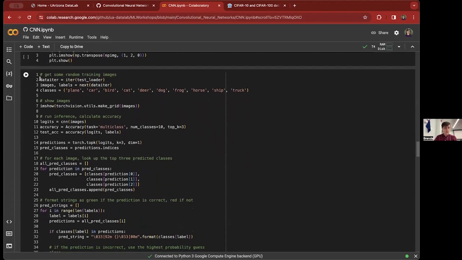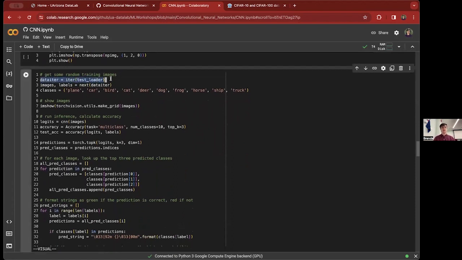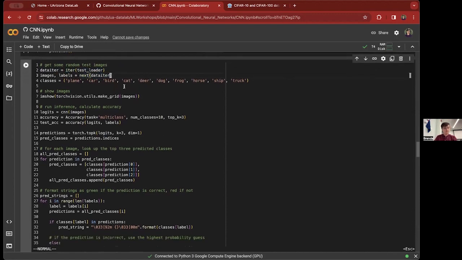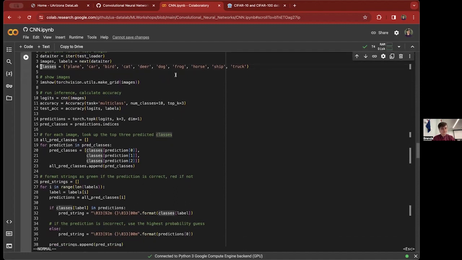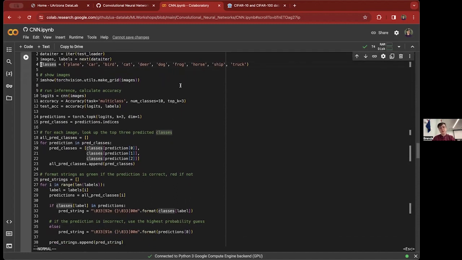And here we are taking some random test images. So we take some random test images, and we do that by getting this generator from the test loader and then iterating through it. And these are the ground truth classes in the order that they appear in our data set. So a 0 corresponds to plane, etc. We will just show those images.